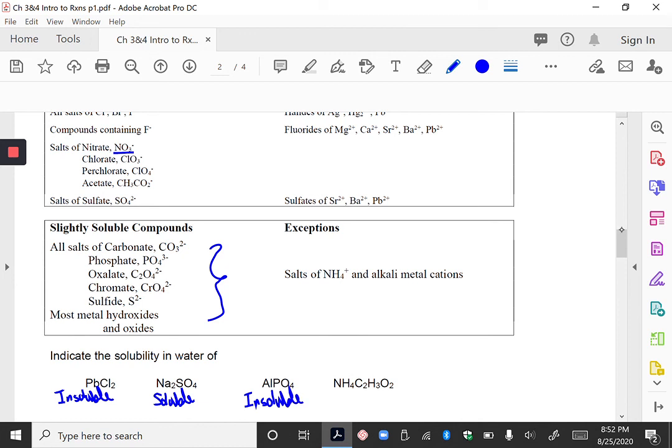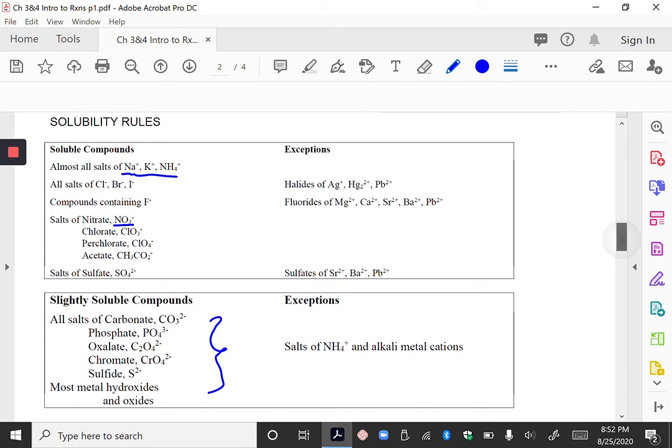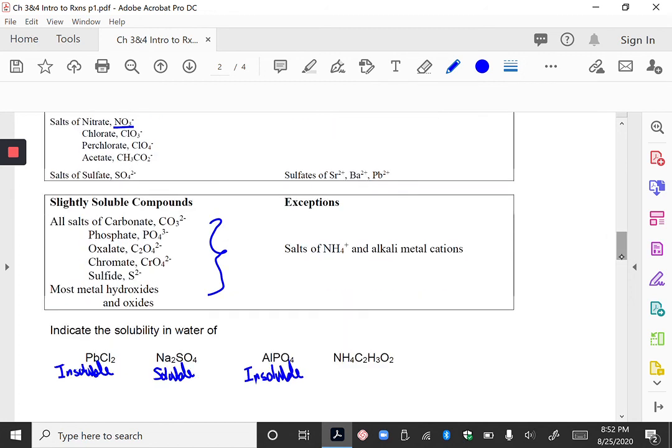Okay, and the last one, this is ammonium acetate. We know that everything with ammonium is soluble. Let's see, where's the rule? Right here. Everything with ammonium is soluble, no exceptions. Acetate is also soluble, no exceptions, so that is definitely soluble.